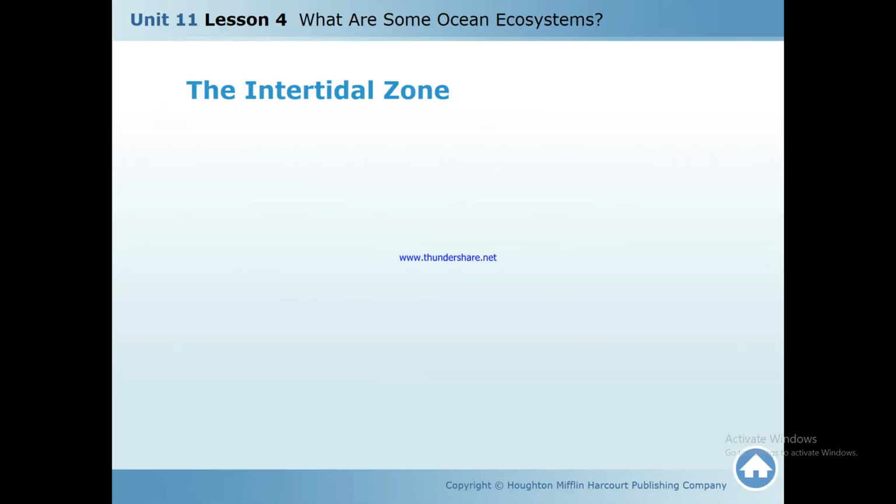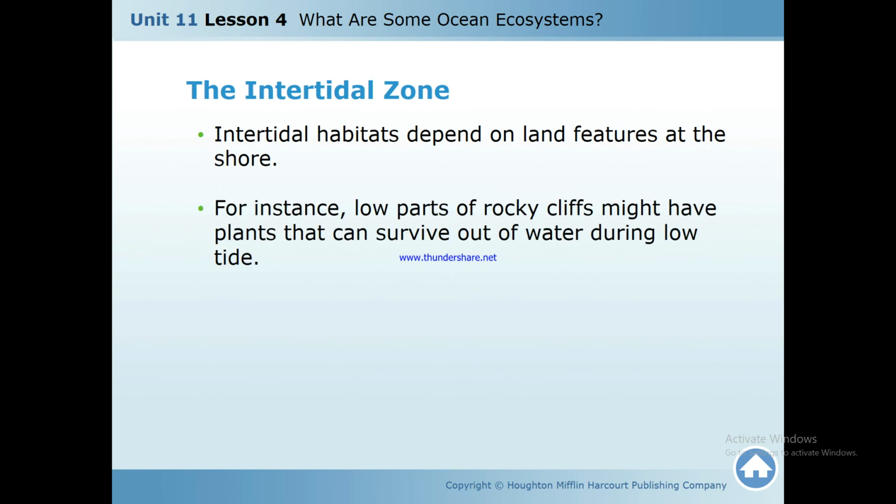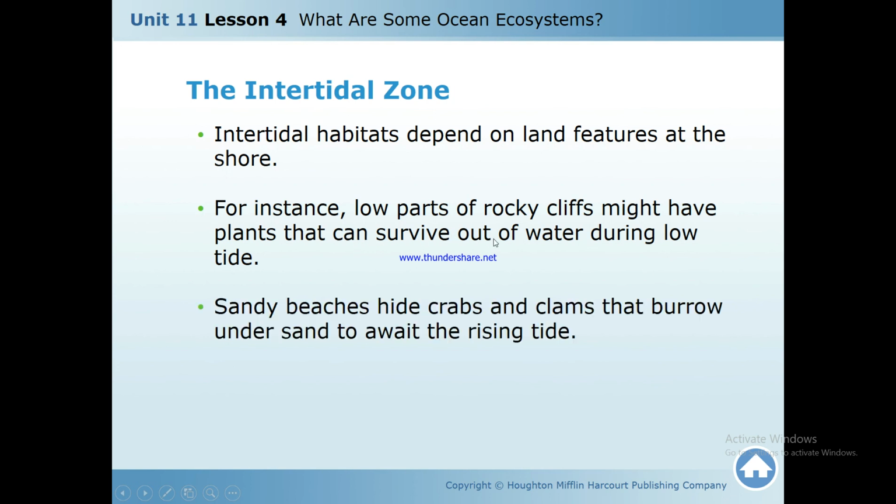Now coming to the intertidal zone. I told you it's an area between the high tide and low tide. Intertidal habitats depend on land features at the shore. Low parts of rocky cliffs, where you can see rocks, not sand, because of erosion, might have plants that can survive out of water during the low tide. Those parts of the rocks are not exposed to water so frequently, but they can survive.